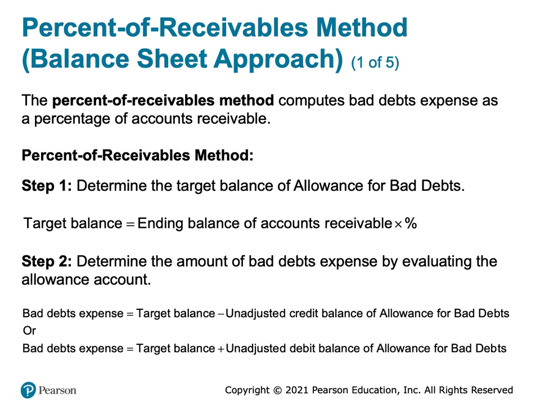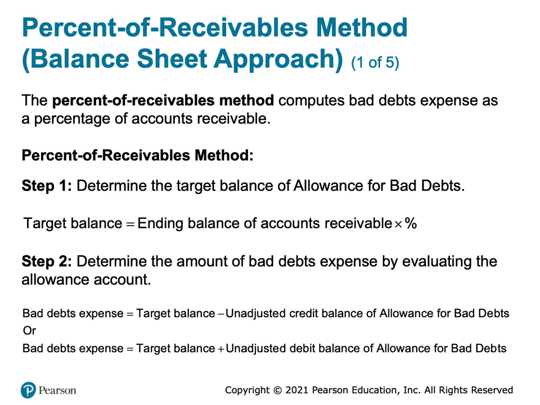Alternatively, we could use the percent of receivables method. This is a balance sheet approach, and because accounts receivable is an asset reported on our balance sheet, that's why it's called the balance sheet approach. The percent of receivables method computes our bad debt expense as a percentage of accounts receivable. So this is similar to the percent of sales method, except the percent is based off of accounts receivable.